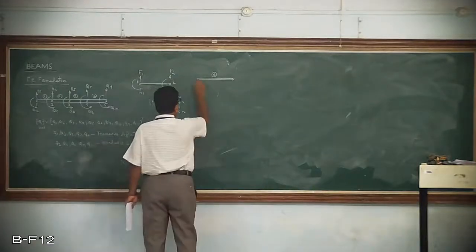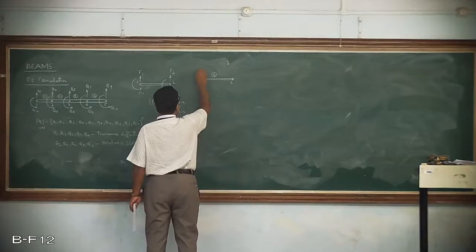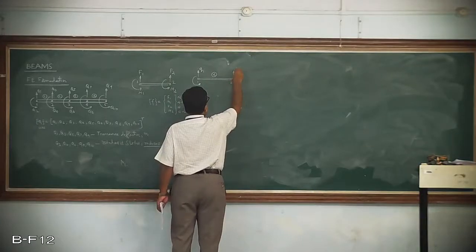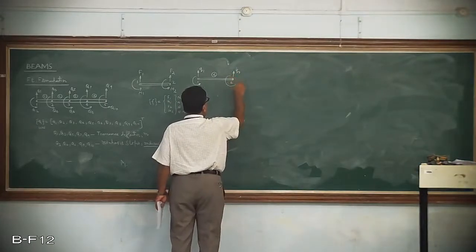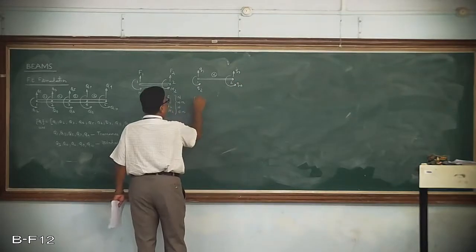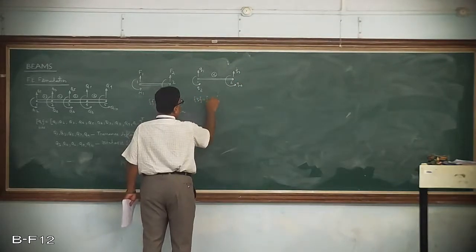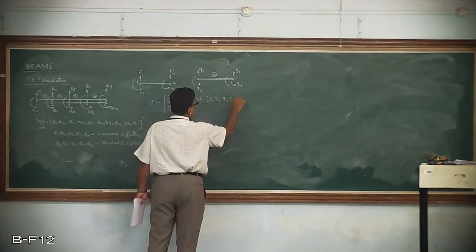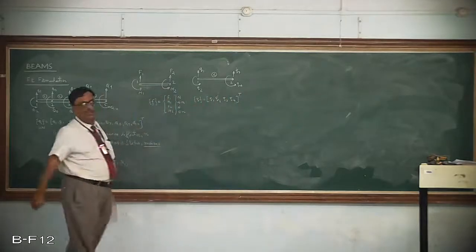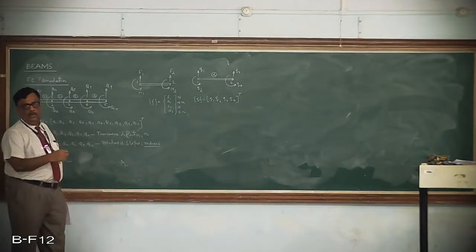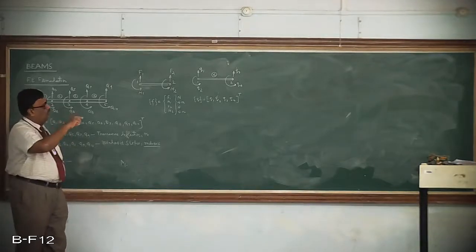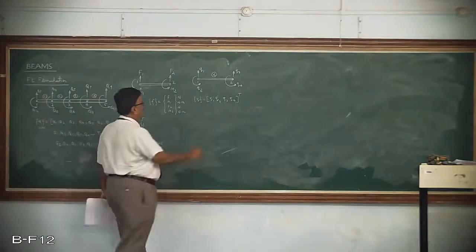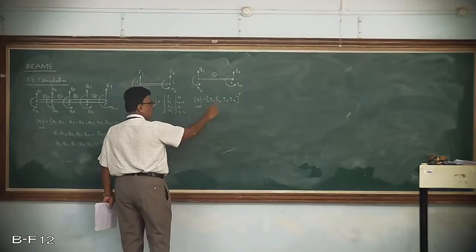There are two local nodes, 1 and 2, and always we take the degrees of freedom associated with them as small q1, small q2, small q3 and small q4. Please remember, the element nodal vector is always going to be q1, q2, q3 and q4 transpose. Out of this, q1 and q3 are the elemental transverse deflections, and q2 and q4 are the elemental rotations or slopes. So always remember, 4 degrees of freedom are associated with every element.